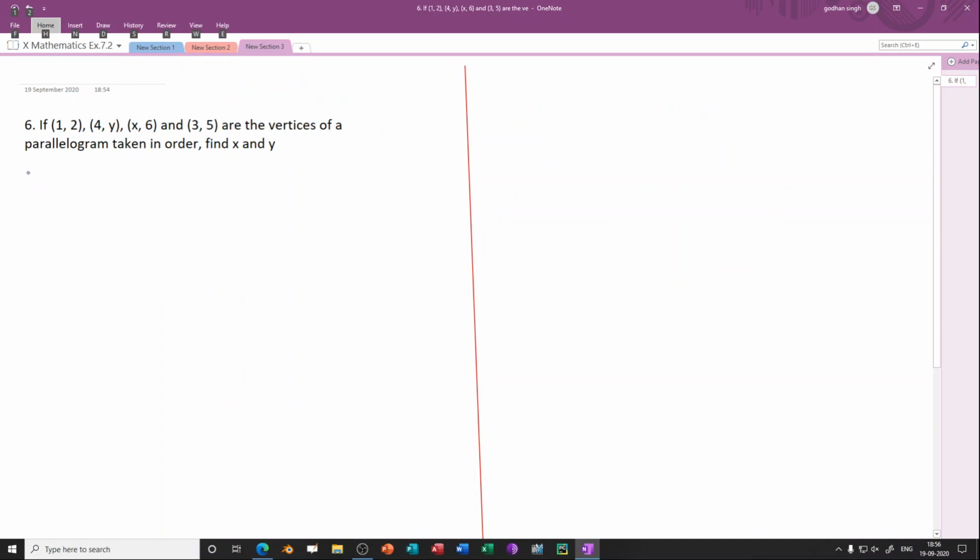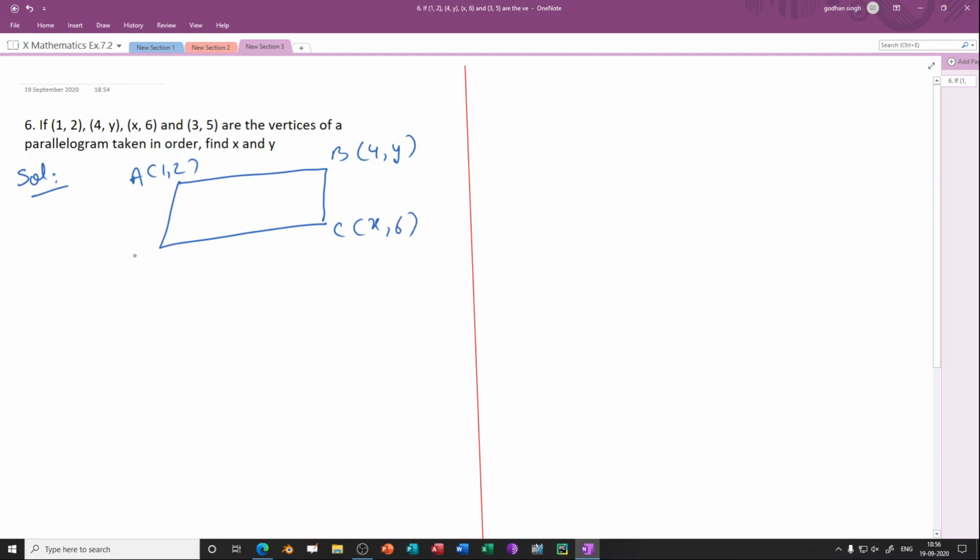Now we will go to question number 6, which is a very simple one. If 1, 2, 4y, x6 and 3, 5 are the vertices of a parallelogram taken in order, find x and y. Now to find x and y, we simply use the properties of a parallelogram. Let us first draw a rough figure for this one. So suppose this is point A denoting 1, 2, and B, let it be 4y. This is 4y, and point C is representing x6. Then point D is representing the vertex 3, 5.